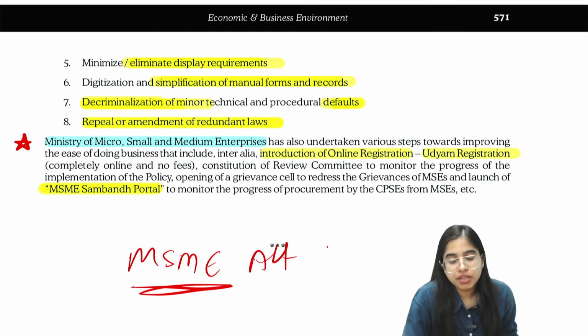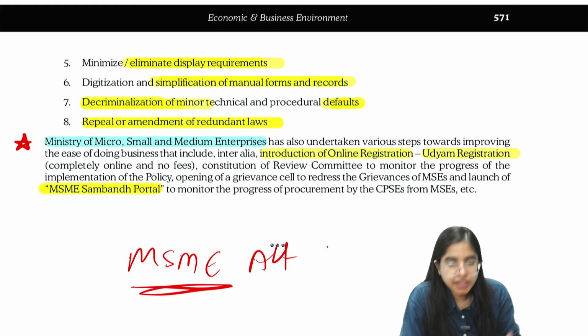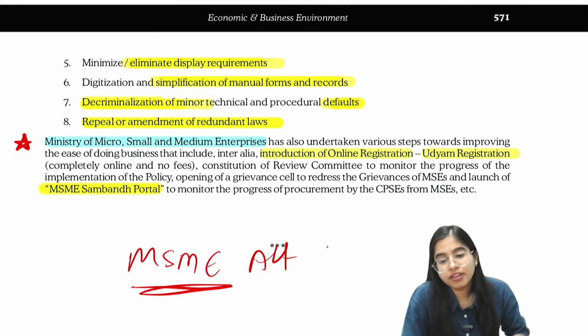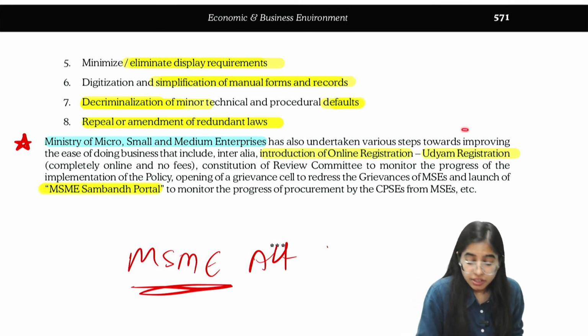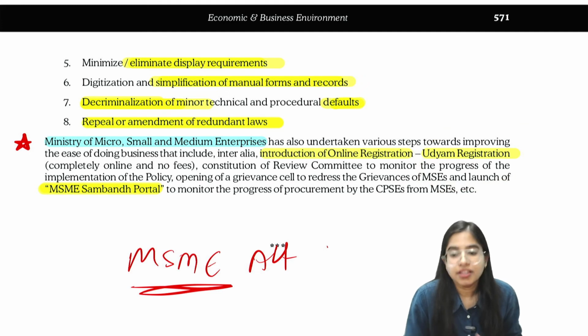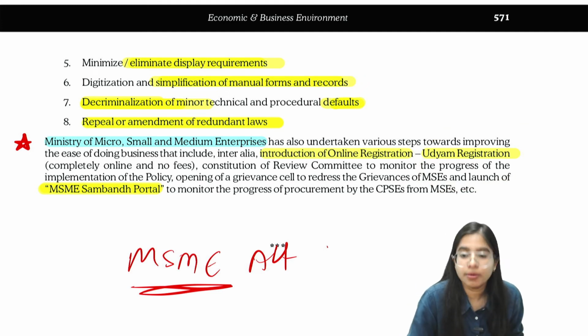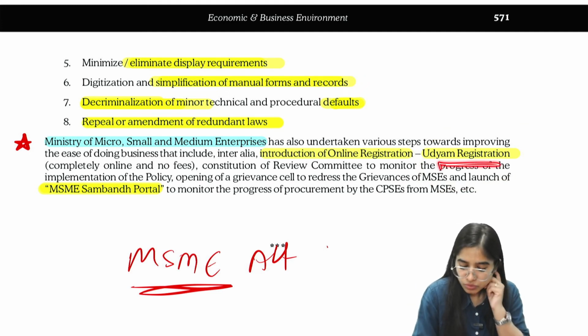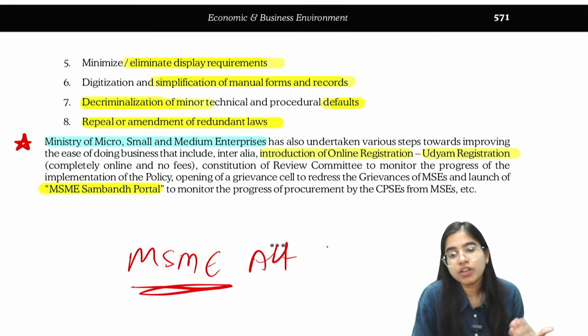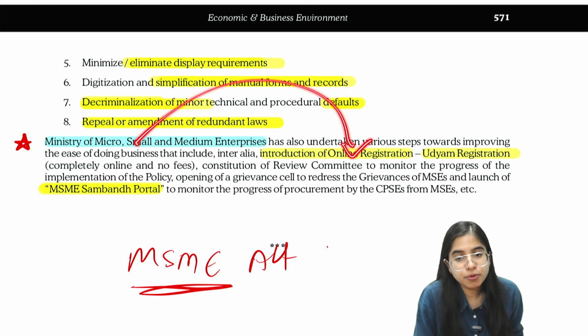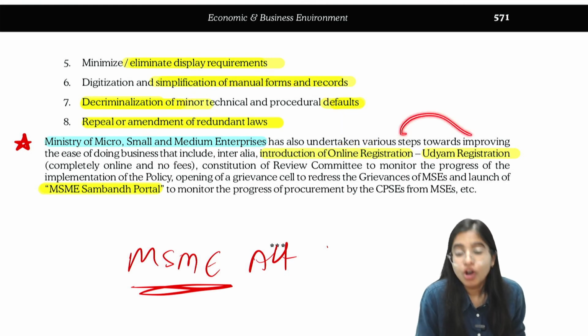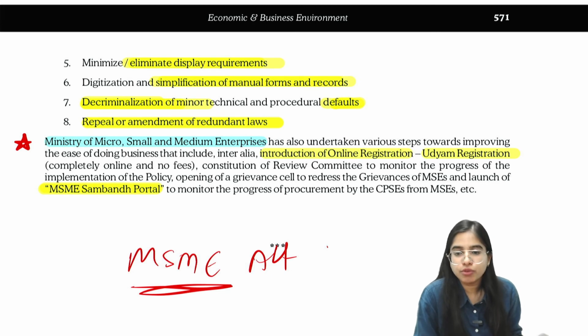relating to MSME. And there is one MSME website. Through that website you can do your Udyam registration. If you want to register as an MSME, the name is now changed to Udyam registration. The process is completely online, very easy. So the Ministry of MSME has started an online registration procedure, that is Udyam registration, for promoting ease of doing business.